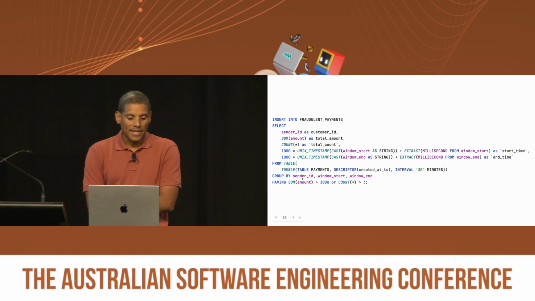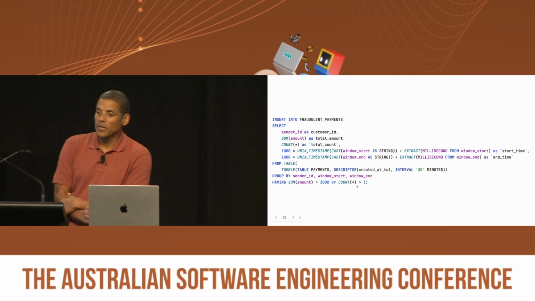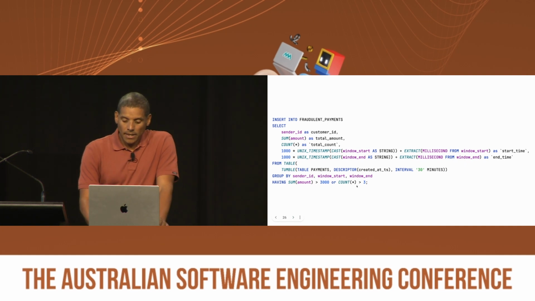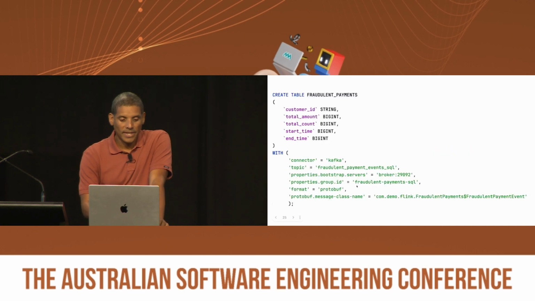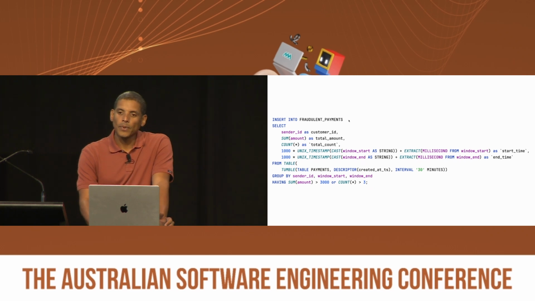Then I group by the sender ID, because this logic is per customer in that window, in the window start and window end. And if either the total amount or the number of transactions is greater than 3,000 or 3 respectively, then it will be sent to this Kafka topic here. So I'm inserting into the fraudulent payments table. So that's how it is with SQL.